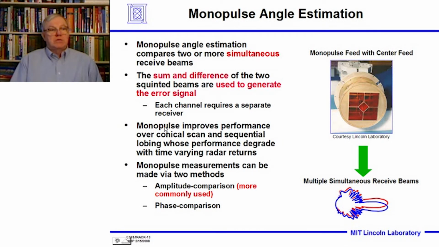Now, monopulse is an improvement over conical scanning and sequential lobing, because their performance degrades with time-varying radar returns. And monopulse methods can be made via two distinct ways of measuring monopulse. One is amplitude comparison, and that's more normally used, and then there is phase comparison monopulse. And we'll describe both methods.